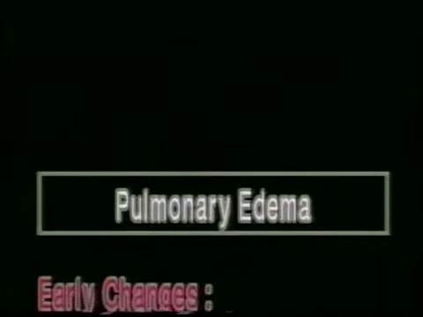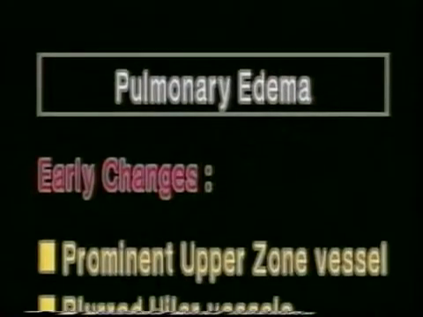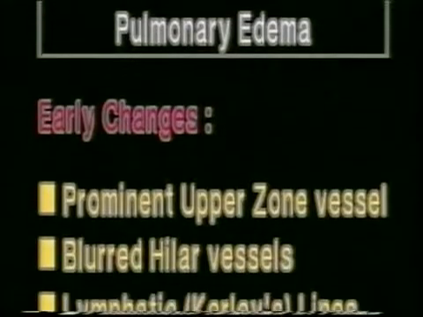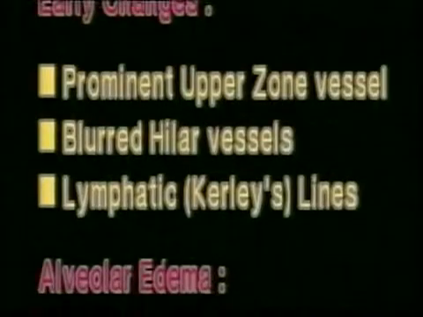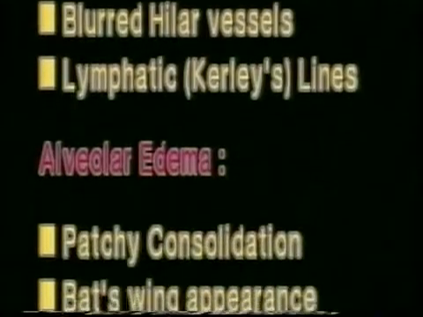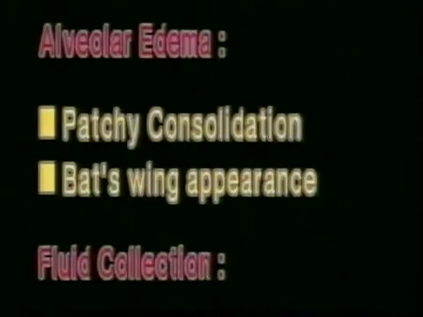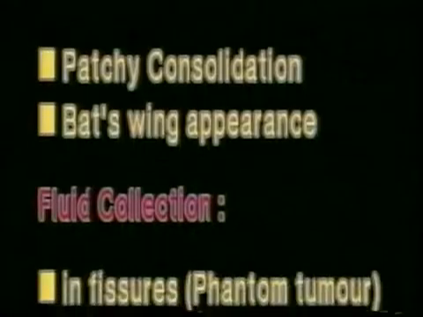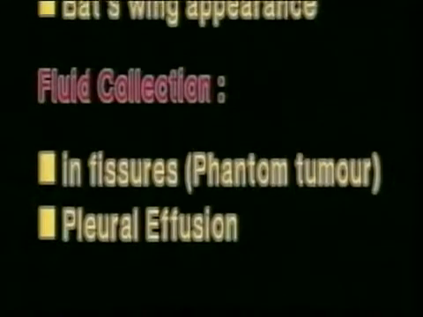To revise the radiological features of pulmonary edema, the early changes are prominent upper zone vessels and blurring of the hilar vessels due to interstitial edema, and lymphatic lines or Curly A, B, C lines. Then the alveolar edema appears in the form of patchy consolidation of mid and lower zones and bat wing appearance. Then there is fluid collection in the interlobar fissures and in the pleural spaces.